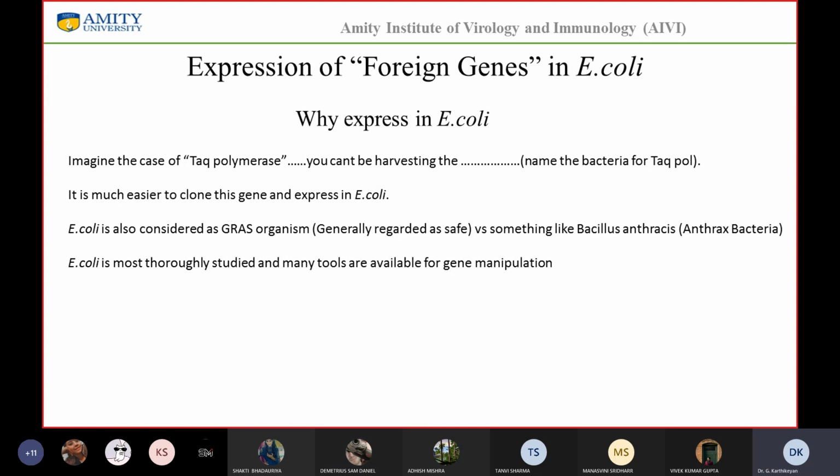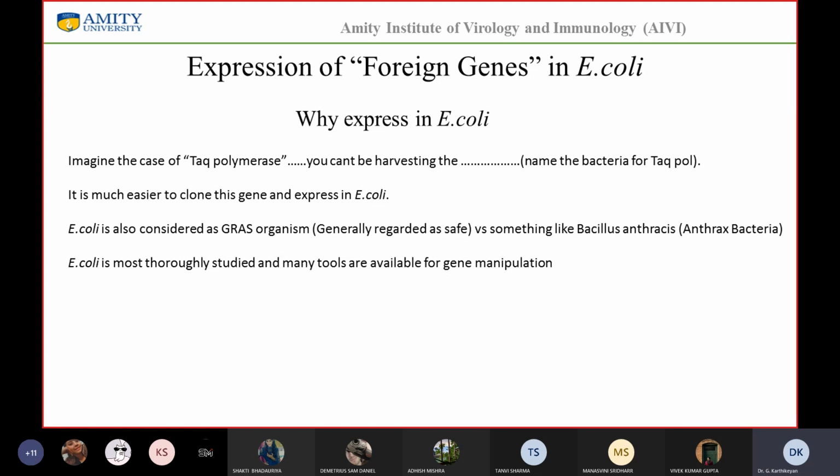Thermus aquaticus is found in hydrothermal vents, and there are only a few hydrothermal vents. Even there, it's not that this organism is in plenty. So suppose you want to purify Taq polymerase, you can't be going into the hydrothermal vent, getting the pure culture of Thermus aquaticus and extracting that. Instead, it's easier to clone the Taq polymerase gene in E. coli and express it.